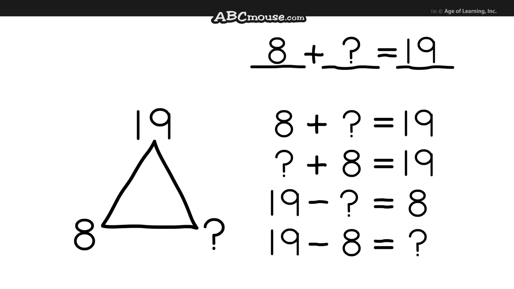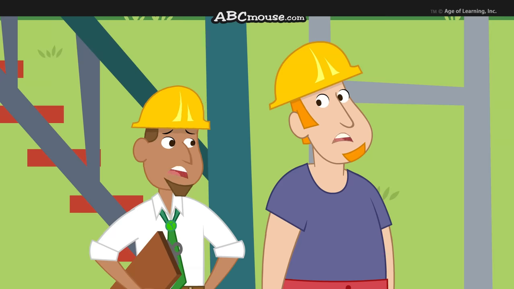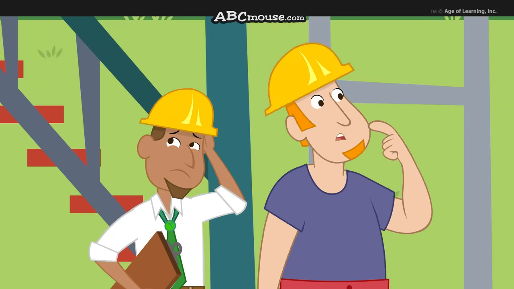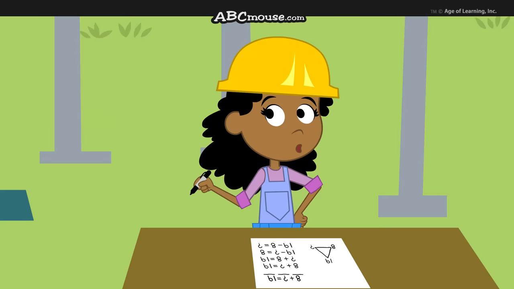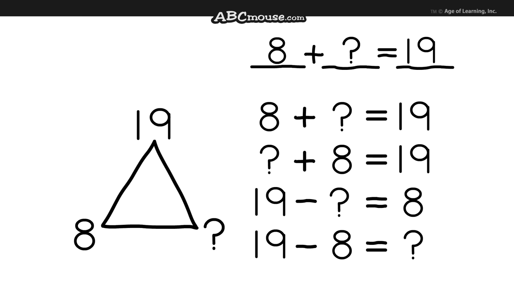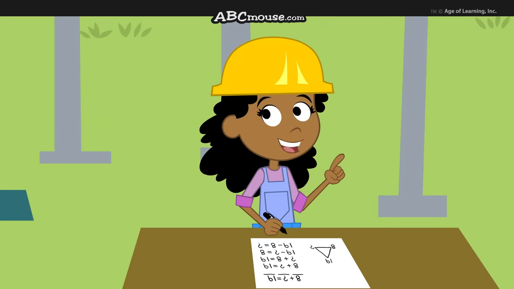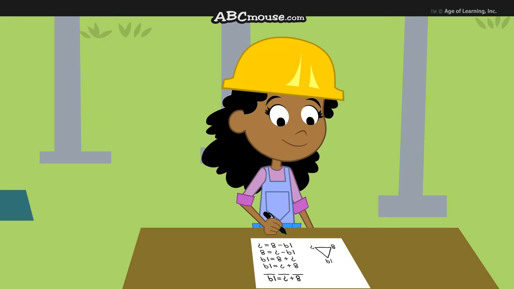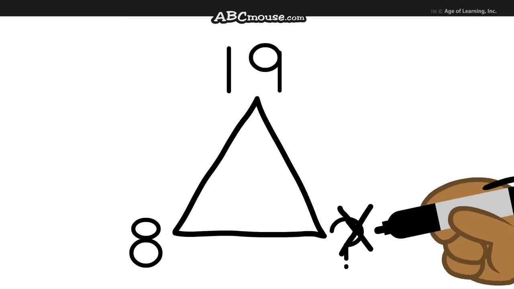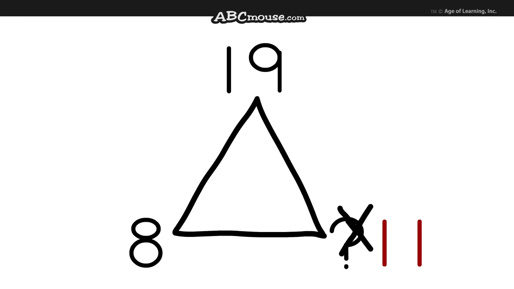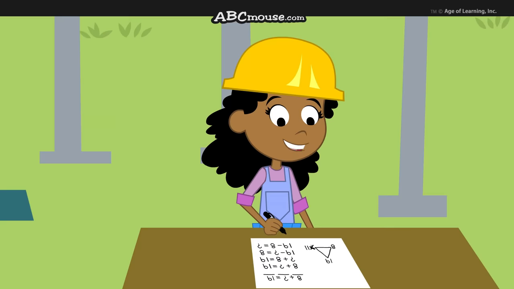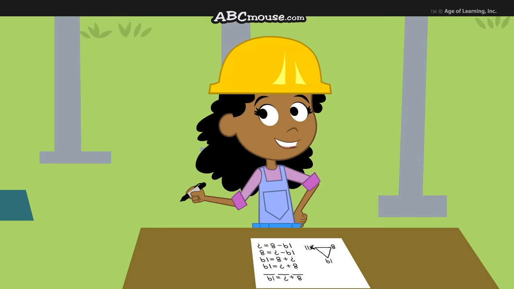Hey, look at the last number sentence. What does it tell us? You have nice writing? Thank you. But look, 19 minus 8. We can solve that number sentence. 19 minus 8 equals 11. The missing number in our number family is 11. And that means the crane delivered 11 beams.